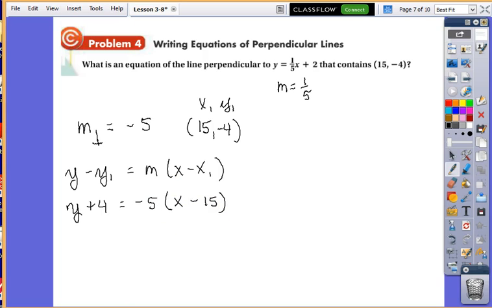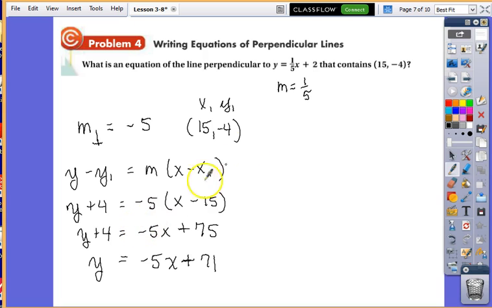If I want to convert this back into slope-intercept form, I can distribute. Plus 75. 5 times 15, 5 times 5 is 25, carry the 2. Yep, 75. And then I can subtract 4. So y is equal to negative 5x, minus, or I'm sorry, plus, because I'm subtracting 4, 71.